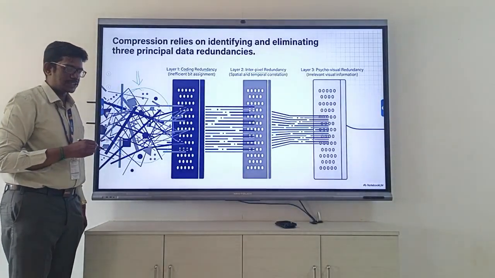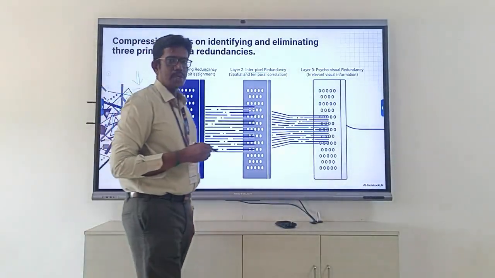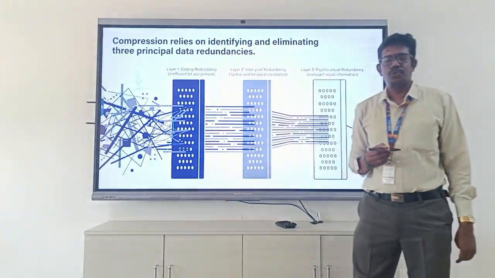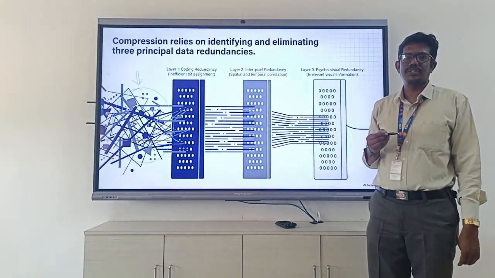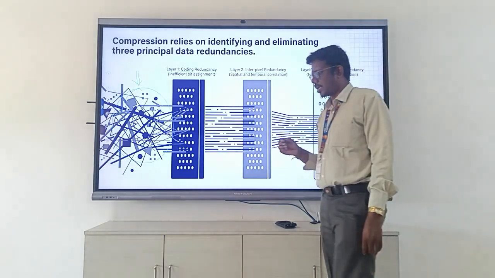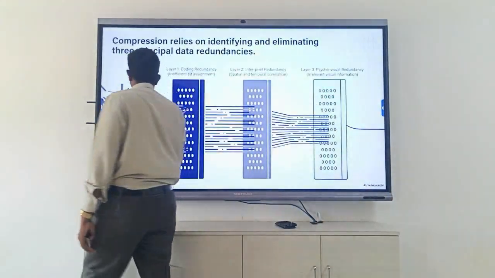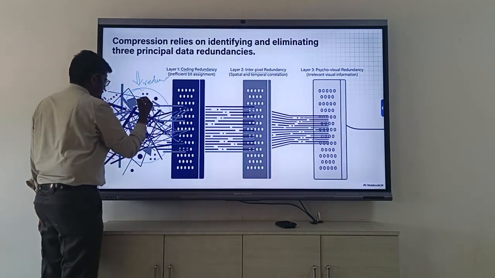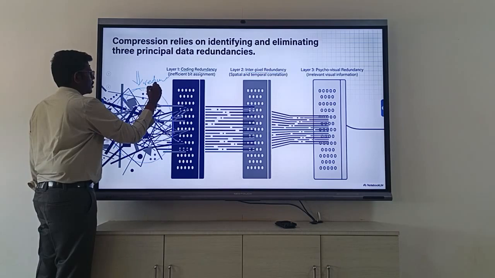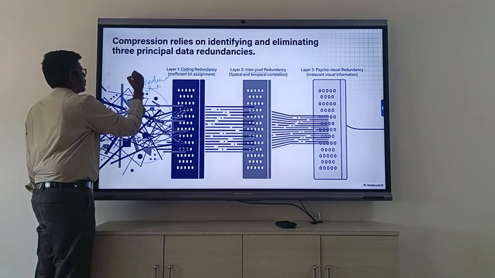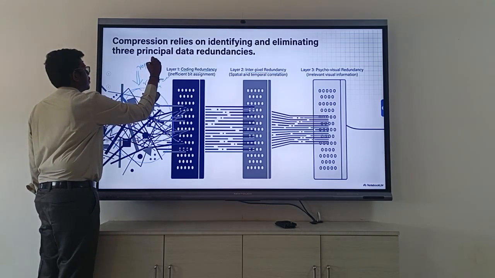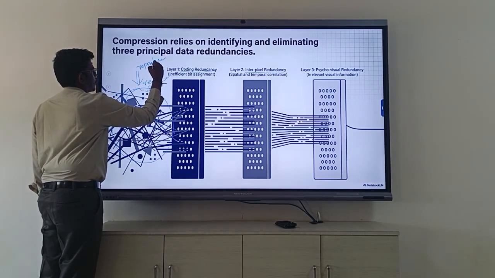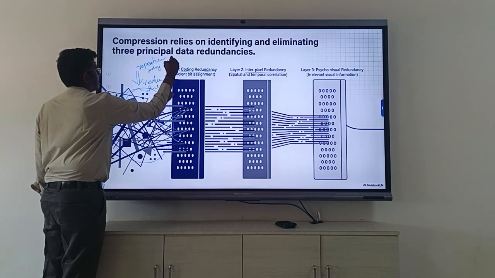In the transmitting channel, we have two types of encoding techniques. The first is the source encoder, and the other is the channel encoder. In the source encoder, we have to identify the redundancy, which is the repetitive coding contents.